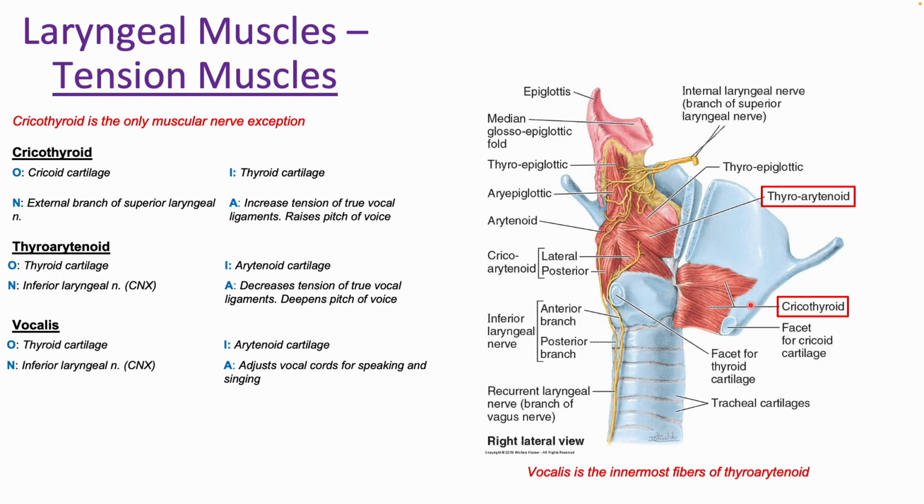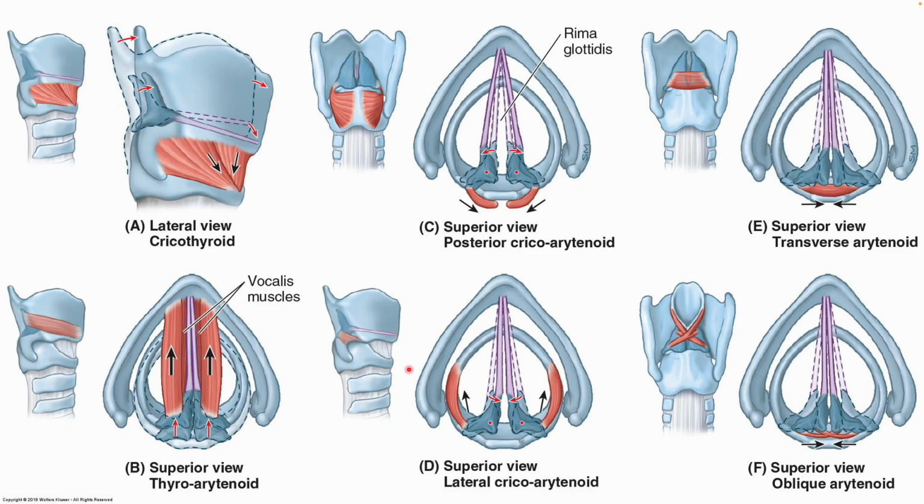Over here, we can see our cricothyroid and our thyroarytenoid, and the innermost fibers are our vocalis. Here's another view just re-emphasizing what all of these functions are. Here we have our rima glottidis and our vocal folds. First we'll look at the lateral view of the cricothyroid. That's going to pull down and increase tension on this, and that's going to raise the pitch of your voice because you can see it's going to pull it forward.